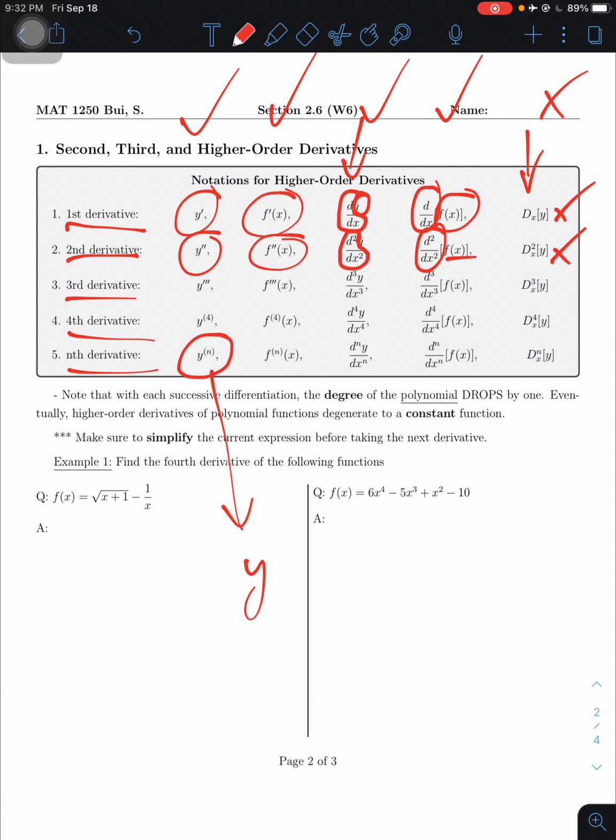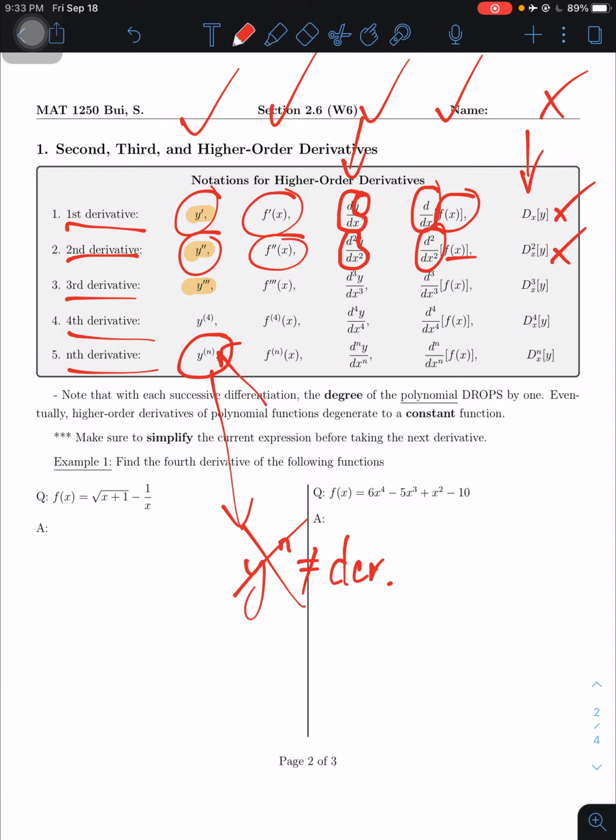y to the n power. This is not the derivative at all. This is not a derivative, okay? If it were to be understood as a derivative, we must include the parentheses in here. As you can see, for the first, second, and third derivatives, we have primes: first prime, double prime, and then triple prime. But for the fourth derivative and higher derivatives, we have to go with the parentheses, okay?